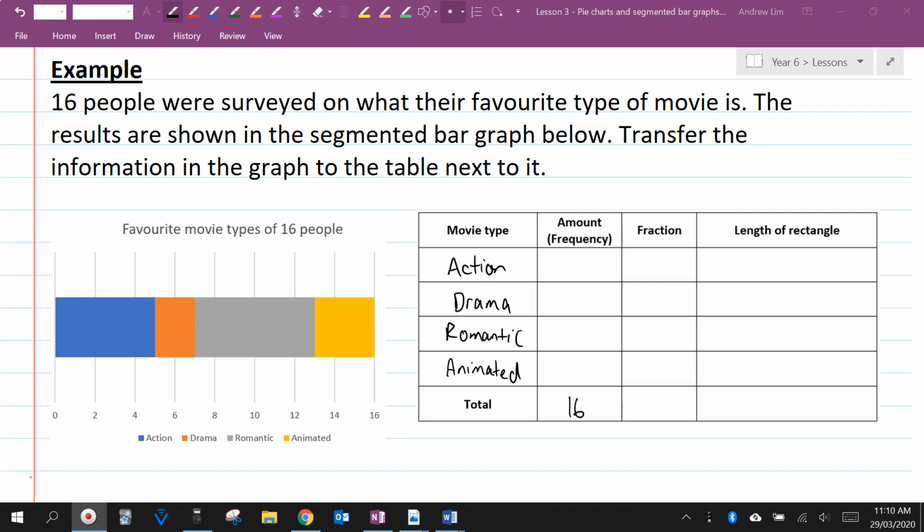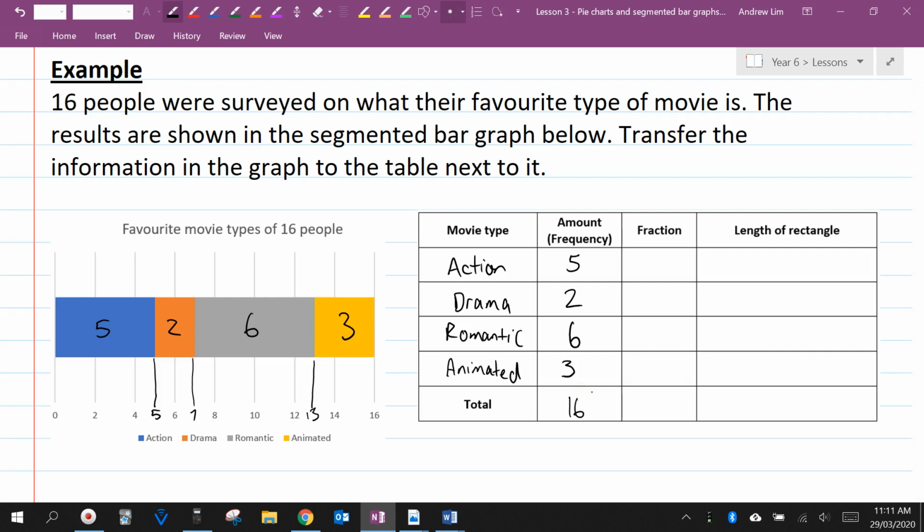So action is blue, and we can see here that 5 people like action. Drama is orange, and because this is 7 and this is 5, 7 minus 5 is 2, so 2 people like drama. This here is 13, therefore 13 minus 7 is 6, so 6 people like romantic movies. And 16 minus 13 is 3, therefore 3 people like animated movies. And when we add them all together, we should get 16.